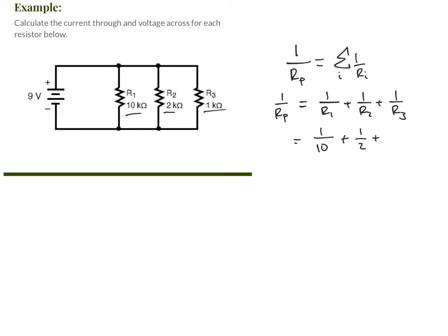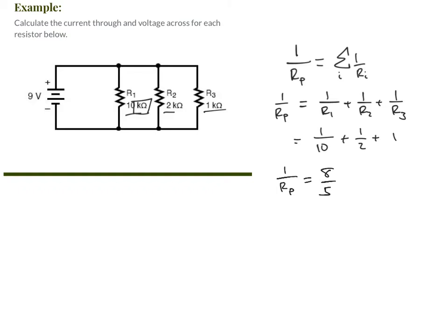1 over 1, which is 1. And these are all in kilo ohms. I'm just going to ignore the unit till later, which is fine. 1 over 10 plus 1/2 is 12 over 20, which is equal to 3/5, plus 1 is 8/5. So 1 over resistance parallel equals 8/5. I hope I did that math right real quick.